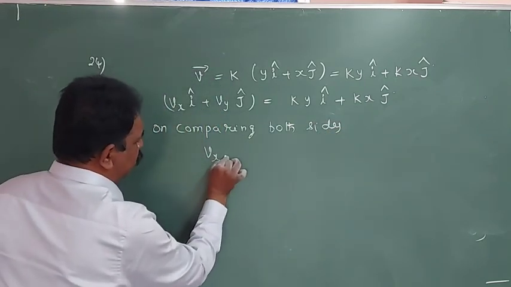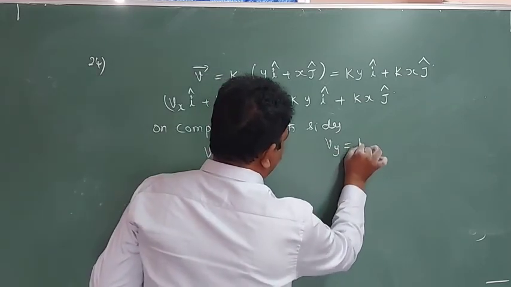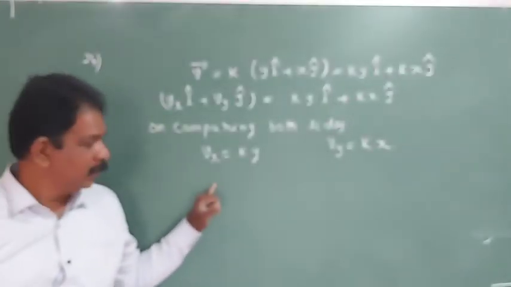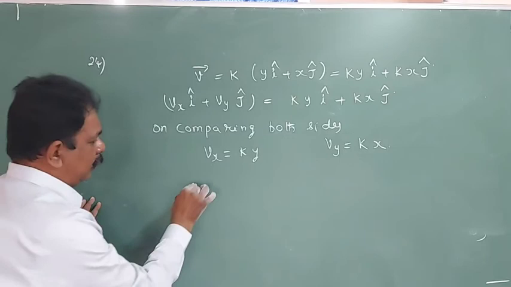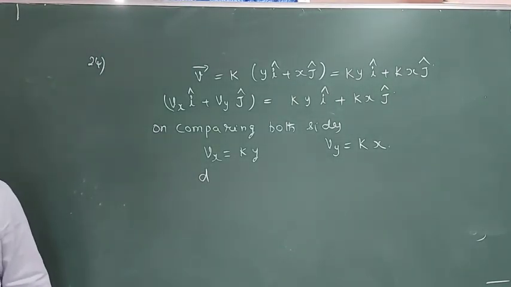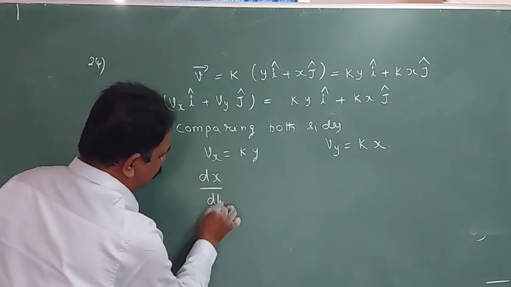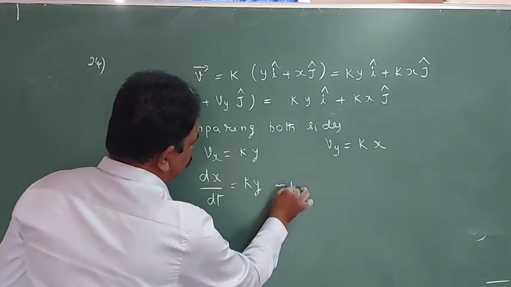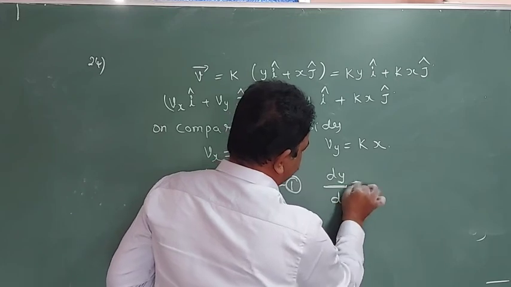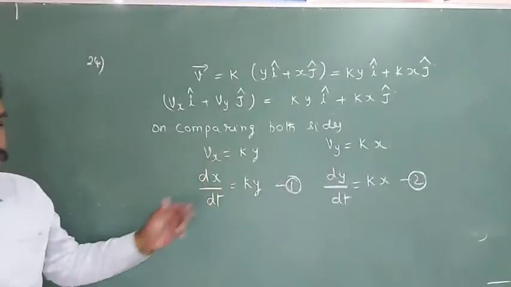Vx is equal to how much? ky. Vy is equal to how much? kx. Understanding? Vx value we'll take as dx by dt. We'll take Vy as dy by dt. Let it be 2. We'll do 2 by 1.